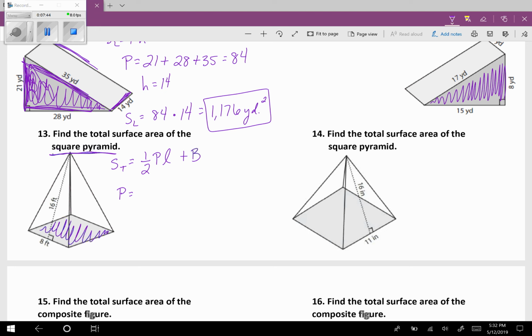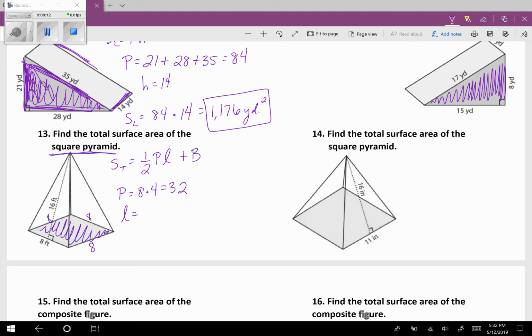Okay, and it's a square. So how many sides are there on a square? 4, and each of them is 8. So basically we're doing 8 times 4, which is 32. Now L. And again, guys, we're going to ask you about square pyramids. So don't worry about the triangular pyramids right now. We're just doing square pyramids on that test too.